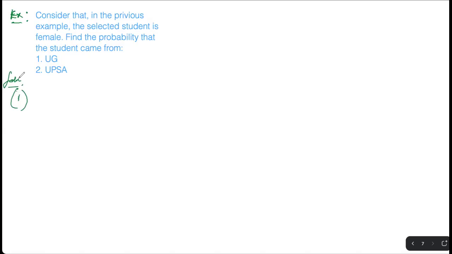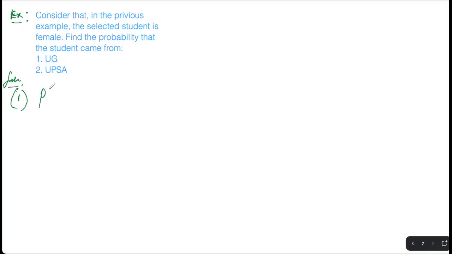So we want to find the probability that the student came from UG, which is actually a conditional probability. Finding the probability that the student came from UG, ask yourself, who is the student? The student is a female. So the probability that the student came from UG here means that we're finding the conditional probability of coming from UG, given that you are female.